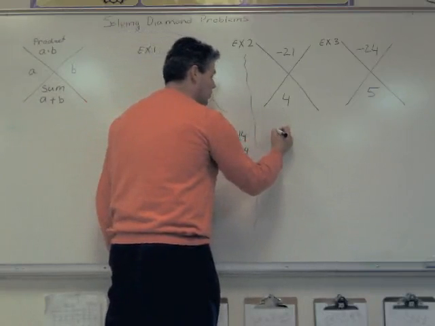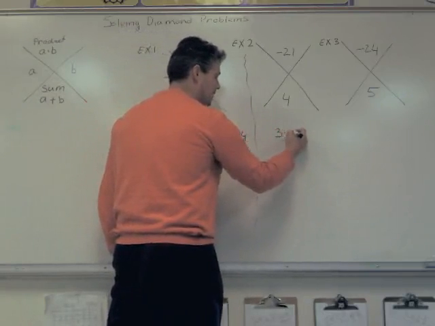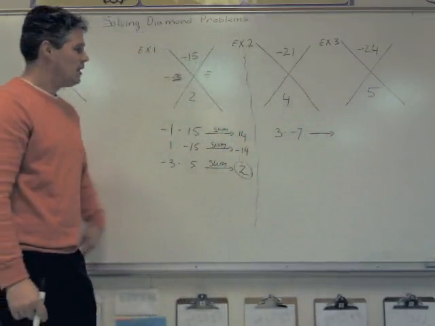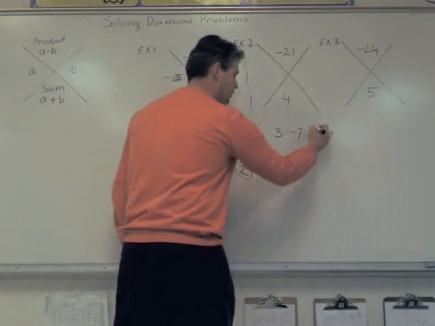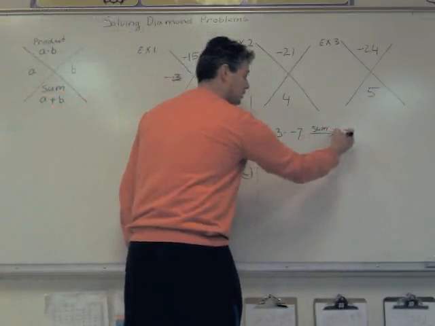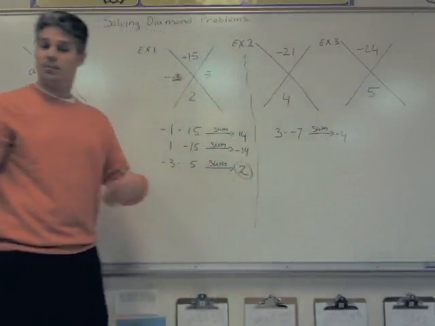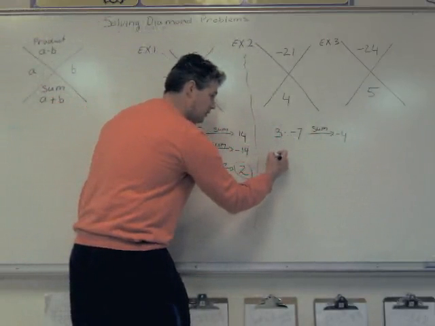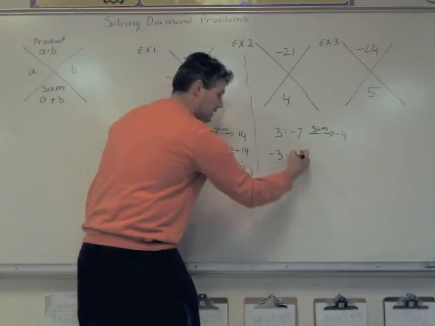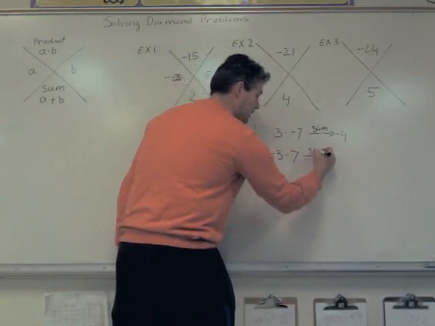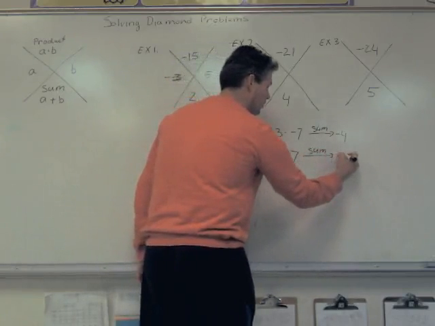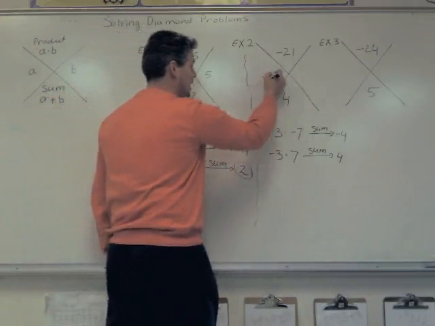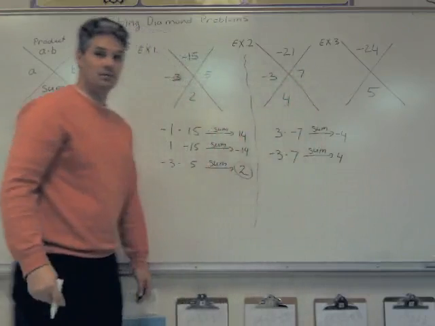So if I do 3 times negative 7, that will give me a product of negative 21. However, the sum is negative 4. Doesn't match up, but it's close. It's just the opposite. Now in this case, just switch the negative signs for the integers. So you get negative 3 times 7. That gives me a sum of 4. So the answer for this diamond problem is negative 3 and 7.